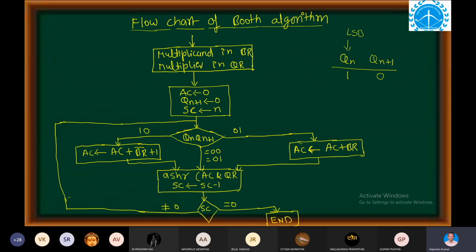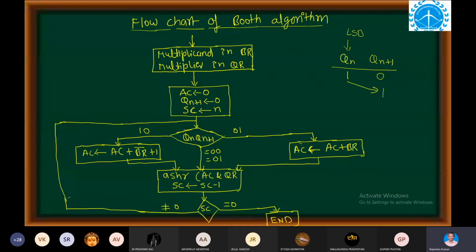If I shift right, the bit will be moved to Qn plus 1. And my sequence counter is decremented by 1. If it is not equal to 0, again it will go. If it is 1 0, it does the same operation.